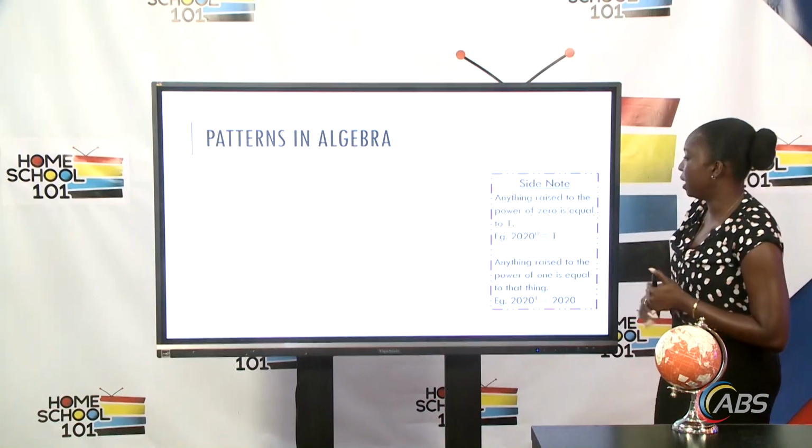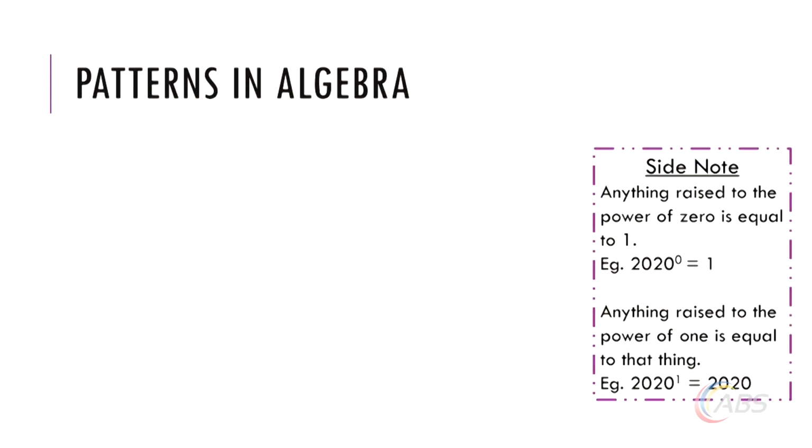Just a little side note here. Anything raised to the power of 0 is equal to 1. For example, 2020 to the 0th power is equal to 1. Anything raised to the power of 1 is equal to that thing. So for example, 2020 raised to the first power is equal to 2020.